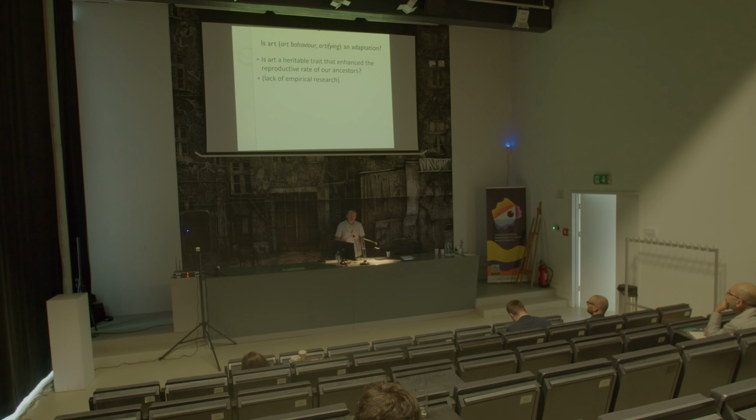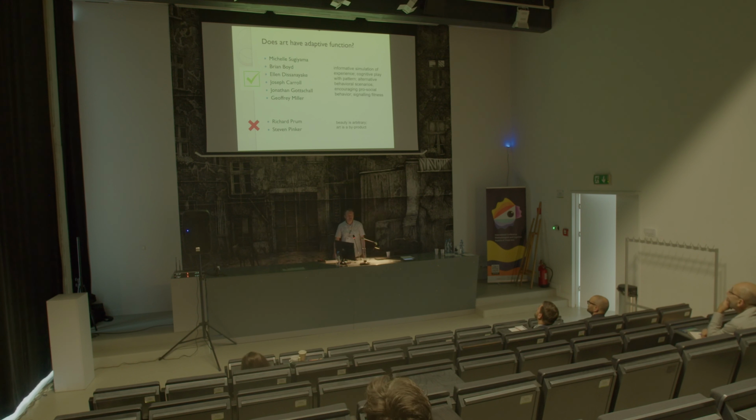My question in this talk and in the research that I do is how to connect evolutionary science with art, and one of the main issues of evolutionary aesthetics is art and adaptation. Is art behavior an adaptive feature of our mind, which means, in terms of empirical studies in cross-cultural psychology, can we say that art is a trait that enhanced the reproductive rate of our ancestors? There are plenty of theories in the field of evolutionary aesthetics.